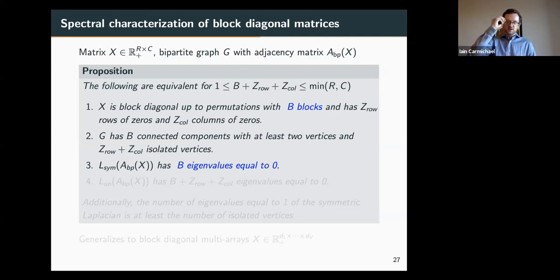The reason we are going to end up using the symmetric Laplacian and not the unnormalized Laplacian is point 4, which is that the unnormalized Laplacian doesn't distinguish between blocks and rows of zeros and columns of zeros.